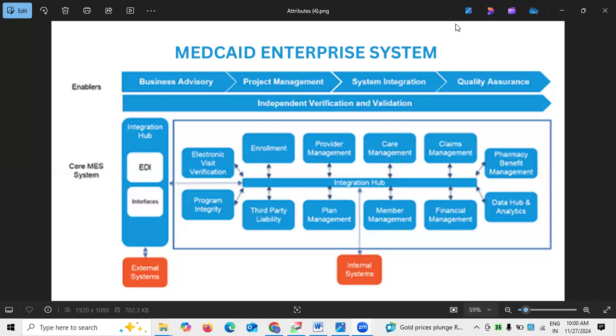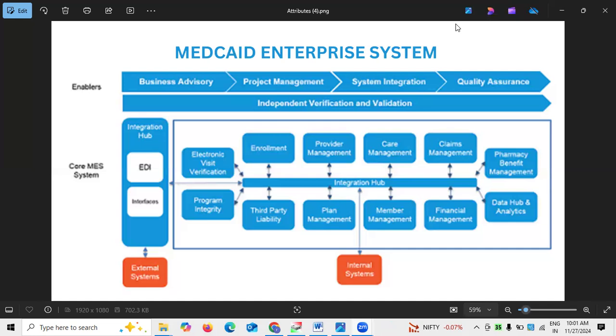The major advantage of the Medicaid Enterprise System is that it is less expensive to maintain and operate. So these are the major advantages you can see, whether we are implementing this in the cloud environment or in a COTS environment. This is where Medicaid Enterprise Systems are all about.